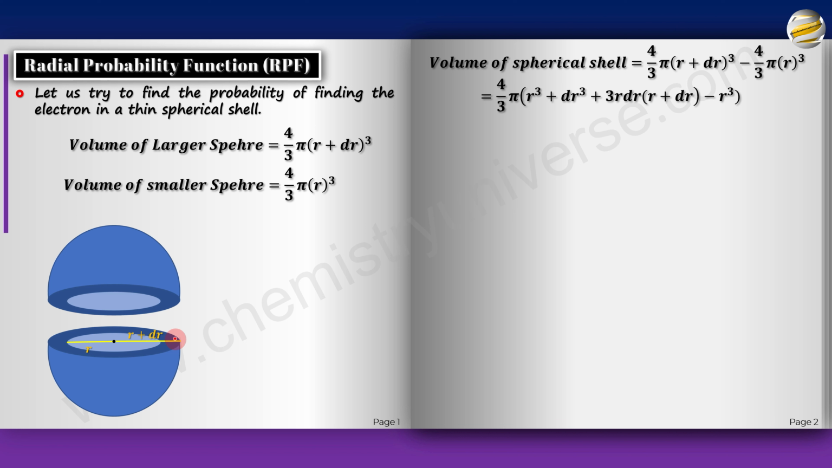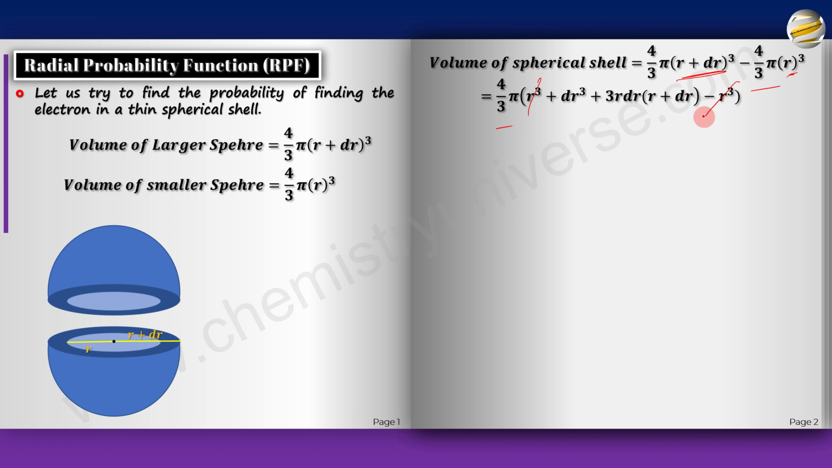You see, I expand this. So I get r cube and dr cube, then I get 3r dr into (r plus dr). And here I get the r cube, 4 by 3 pi is common outside. So r cube gets cancelled.